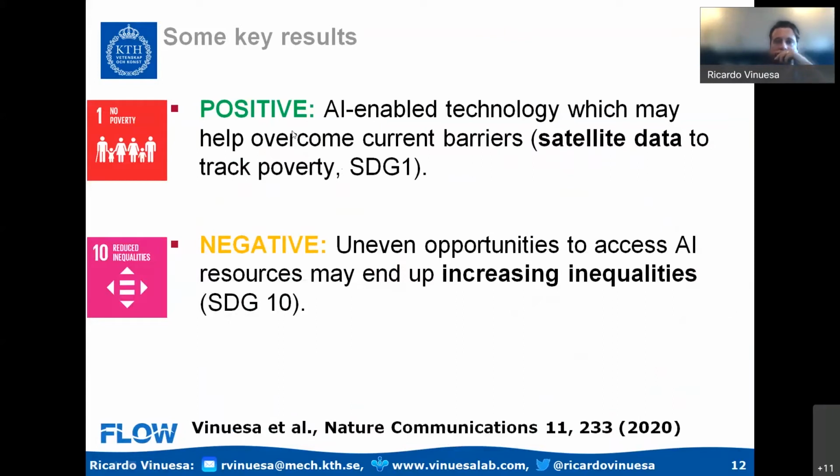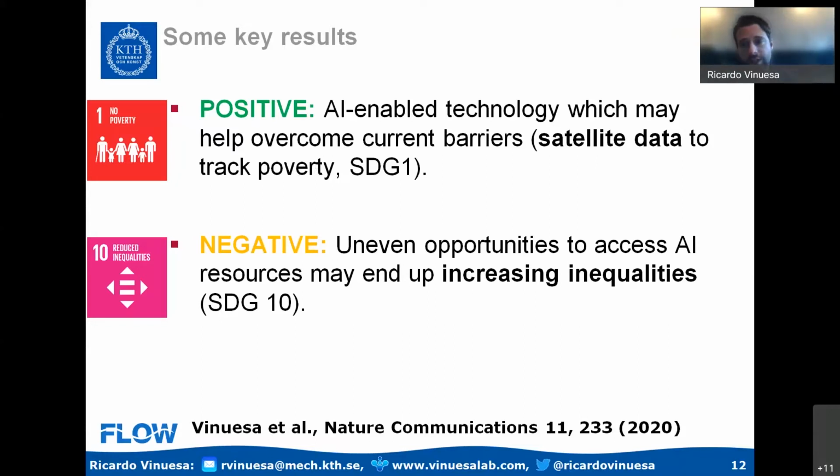Some examples. Well, there is a positive effect of AI on SDG 1, no poverty, for example, through the use of satellite data to track poverty. And this is typically what we observe. Mostly all the positive effects of AI are because a new technology is enabled, and therefore we can do things that we were not able to do before, which bring about this positive effect.